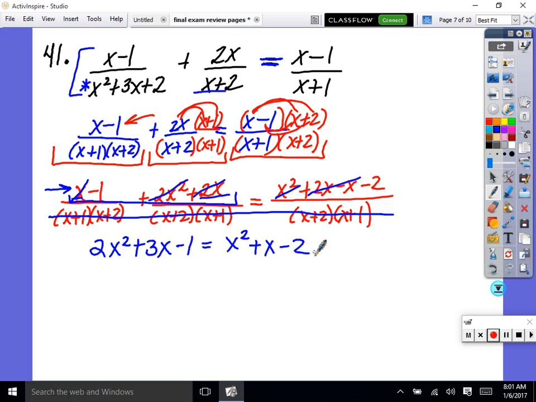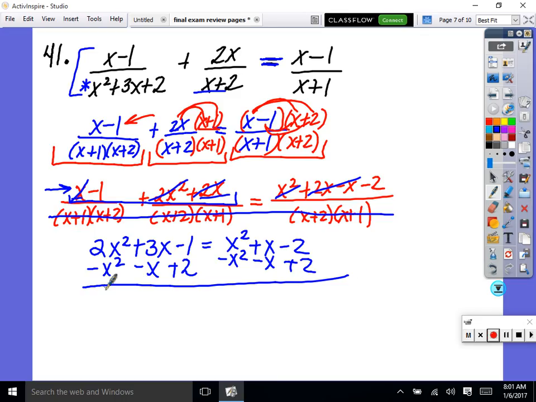So now you say to yourself, I'm trying to solve this. It looks like it's a quadratic, so we need to get it set equal to 0 and solve by factoring. So subtract x squared, subtract x squared, subtract x, add 2, add 2.